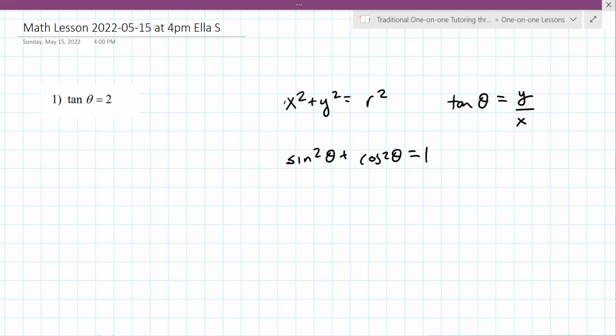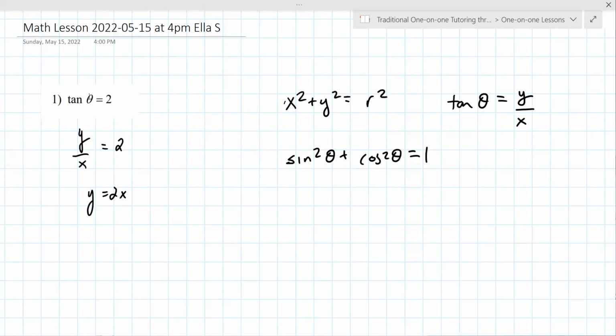So for the number 1 here, y over x is tangent of theta equals 2. And then you solve for y equals 2x. I think you're more likely to get a question like number 2. So let me snip that in here.